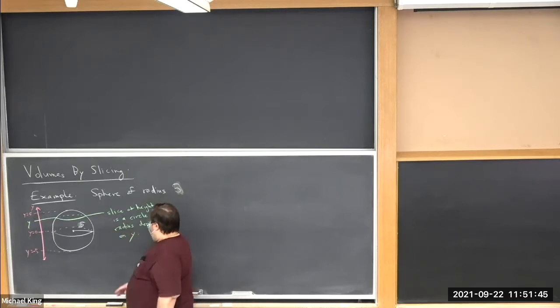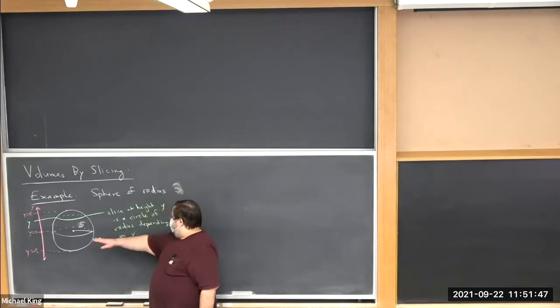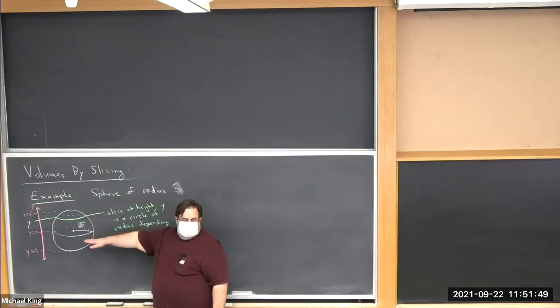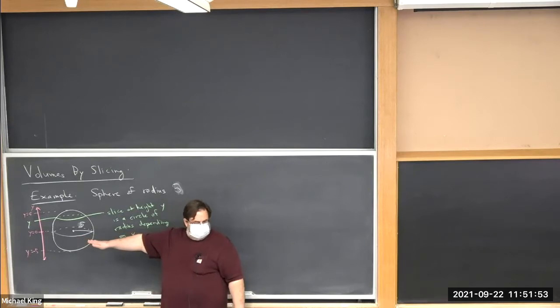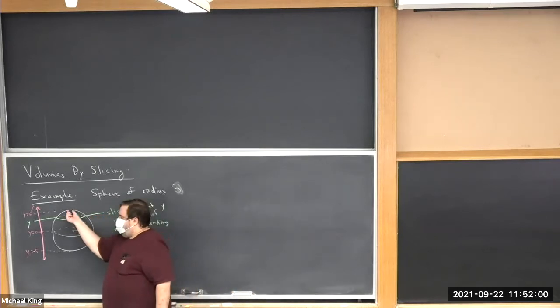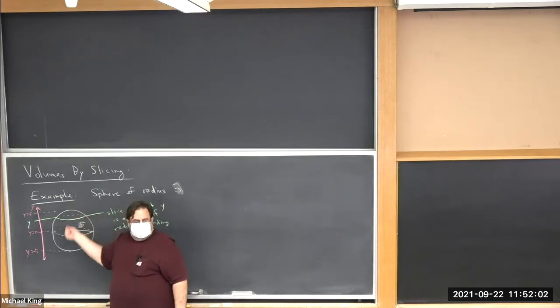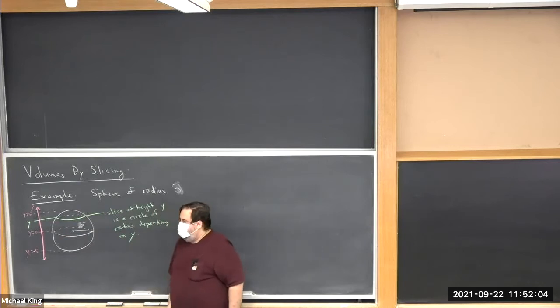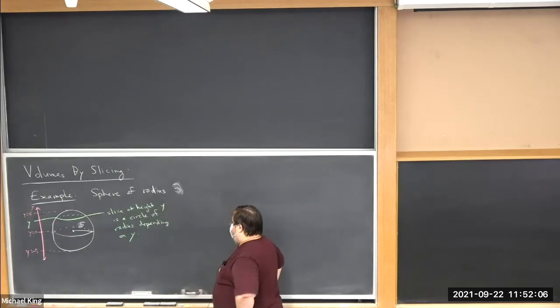Right, what's the height? If y is 0, what's the radius of the circle? The slice at height 0. 5. What about at height 5? What's the radius of the slice? 0. So it's actually kind of almost not a slice, right? The slices get tinier and tinier. At the top, it becomes 0. At the bottom, it becomes 0. And so we want some formula for the radius depending on y.